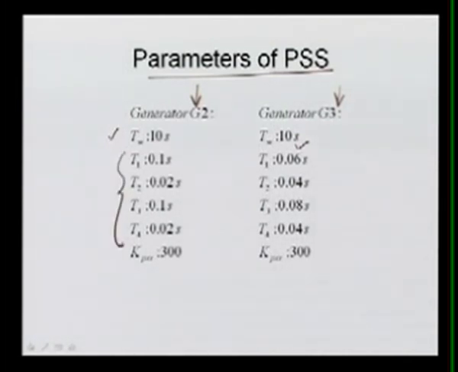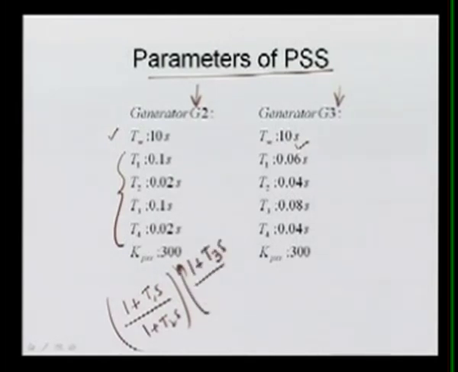Once again, as I said, this is nothing but your (1 + T1s)/(1 + T2s) to the power n. If you are using second order, then it is (1 + T3s)/(1 + T4s). So this is basically the lead-lag phase compensation, where we require T1, T2, T3, T4, which are the time constants.